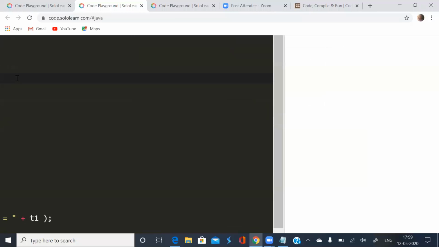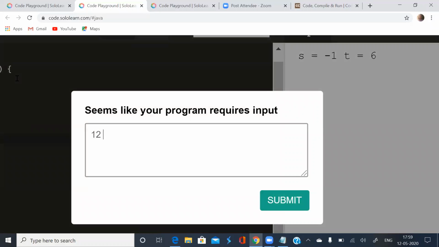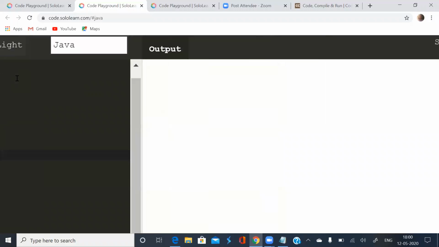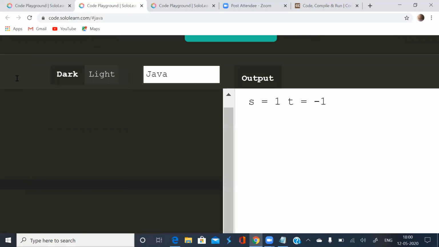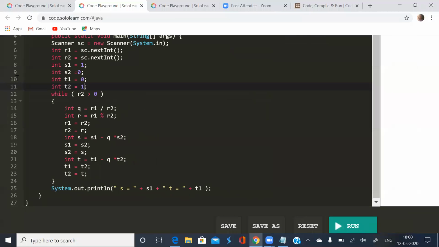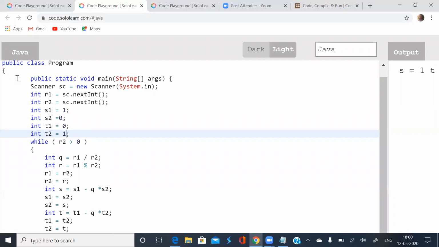So let us run it for another input to confirm that it works for all values: 12 and 8. The GCD is 4, with 1 and -1. Okay. 12 into 1, -1 into 8. So result is 4. So working well. So this is the extended Euclidean algorithm.